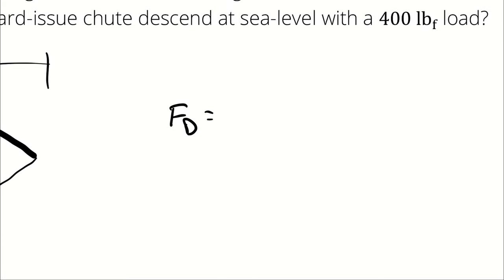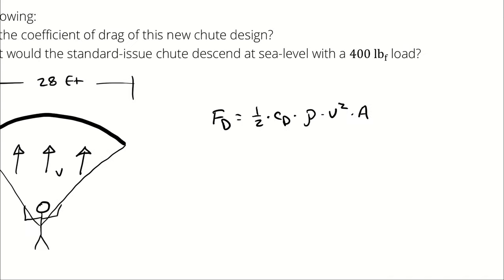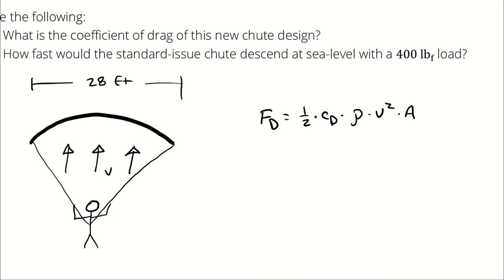So we can say that the drag force is 1/2 times the coefficient of drag times, let's go with density times velocity squared times area. Here, that coefficient of drag is referring to the shape of the parachute itself. The cross-sectional area is going to be the area of a circle with a diameter of 28 feet. The velocity is going to be whatever the descent speed is, because we're assuming the air is stationary. And the density is going to be the density of air at sea level.